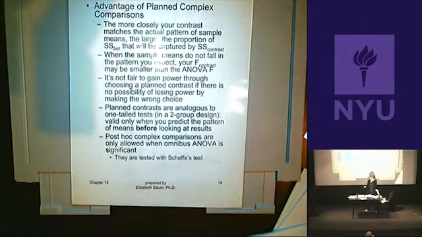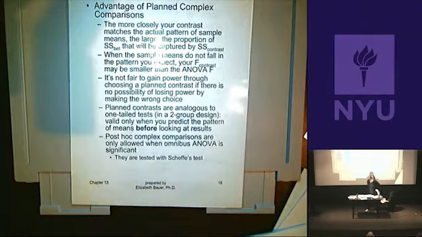Again, it's when do I have more power and when do I not? You have more power if you've planned it. But that only comes with the risk of planning it wrong, of getting it wrong. Planned contrasts are analogous to one-tailed tests. Remember we talked about one-tailed tests in a two-group design? And I said a one-tailed test is only valid if before you look at the data, you decide on it. If you've already looked at the data, it's not good. So this is analogous to that.